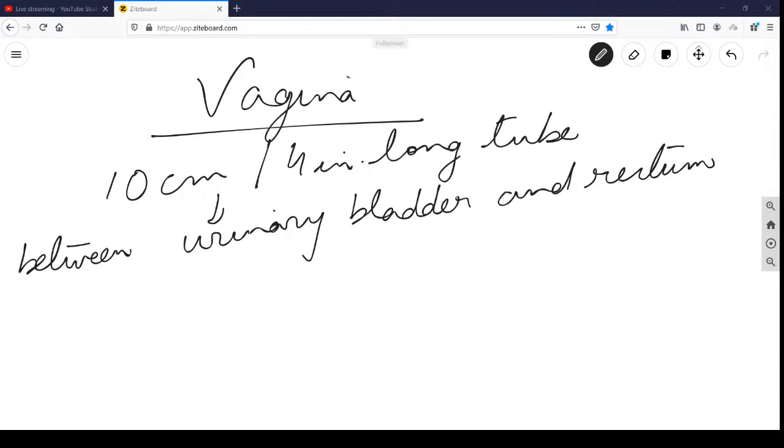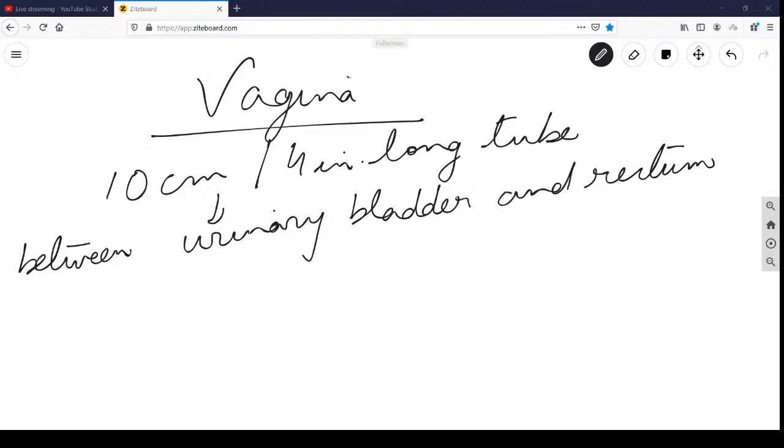Now, it functions as a passageway for the menstrual flow, but also as a receptacle for the penis during coitus. It is also a part of the birth canal. The wall of the vagina has various folds that allow it to stretch during coitus and also childbirth. It is normally collapsed during the relaxation period.